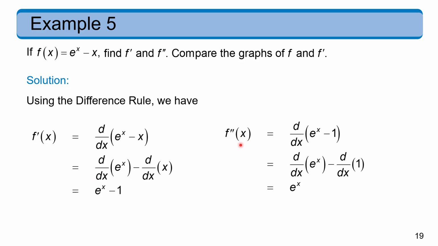Now to find f double prime of x, we're going to take the derivative of f prime. So in Leibniz notation, that means we're taking the derivative with respect to x of this formula for f prime.